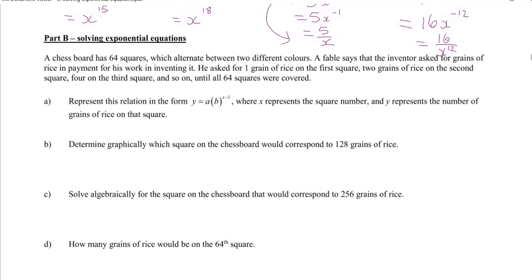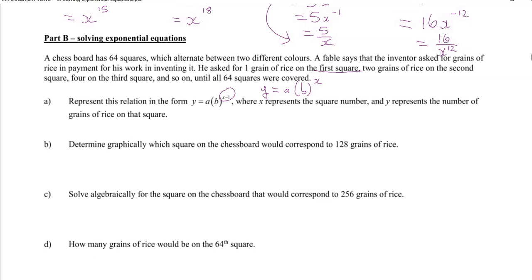x minus 1. Now, we're used to exponential equations that look like a times b to the x, and this has an x minus 1. But there's a reason for that. And that is because when we start this, we're going to start on the first square, right? And x represents the square number, but we're going to need that exponent to be a 0, right? We want the first one.